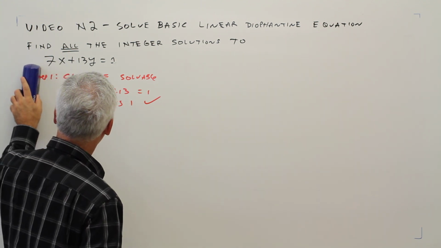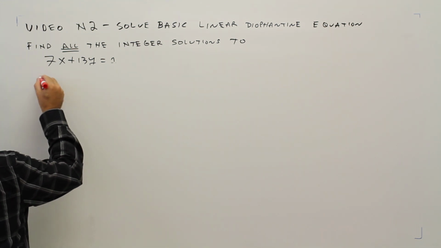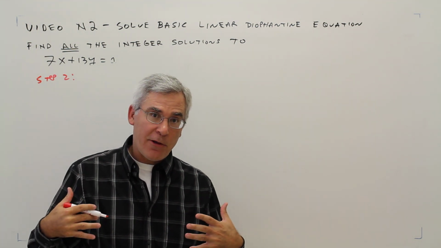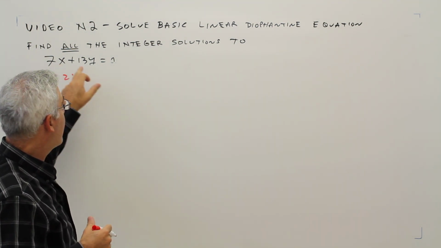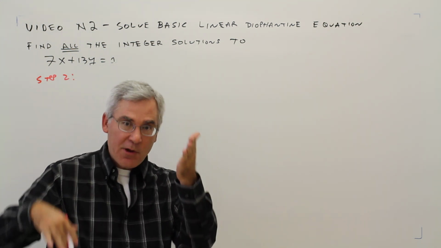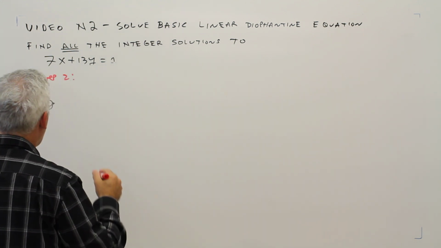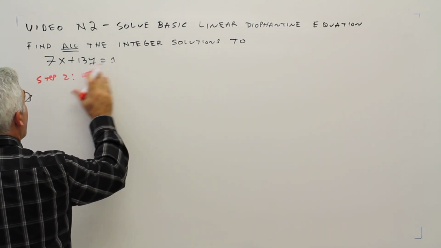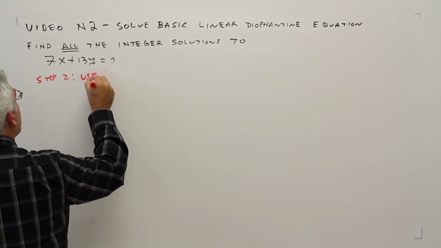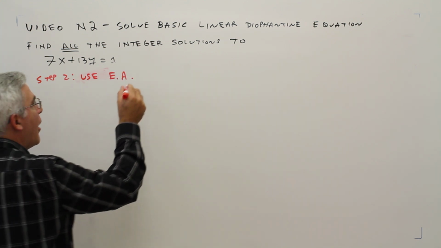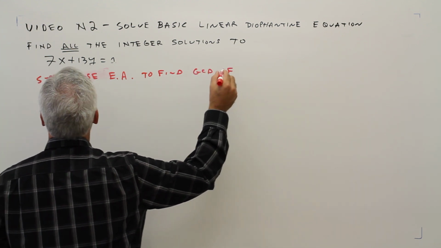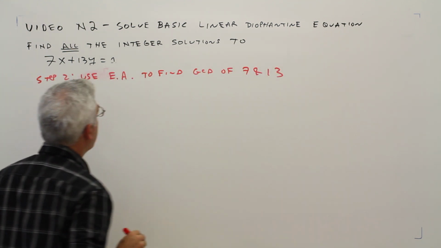All right, just to save room, I'll erase that. Step 2, use the Euclidean algorithm to find the greatest common divisor of 7 and 13. Even though we already know it's 1, we've got to go through the process so we can reverse it and finish the problem. Use the Euclidean algorithm to find the GCD of 7 and 13.